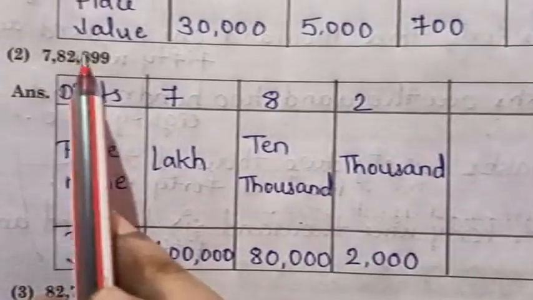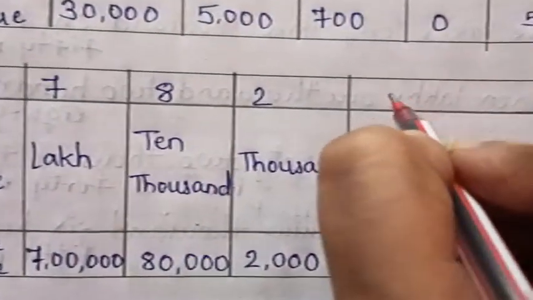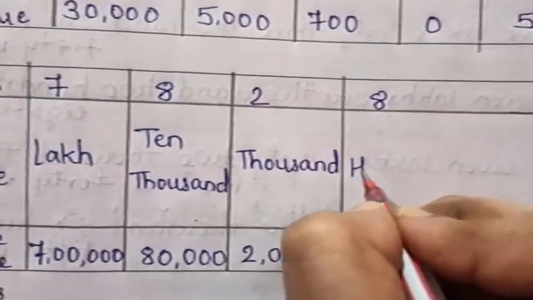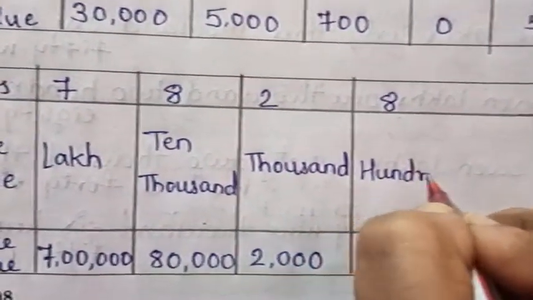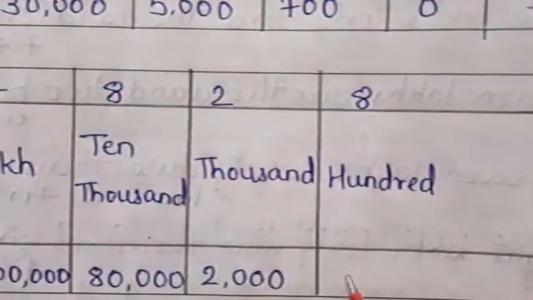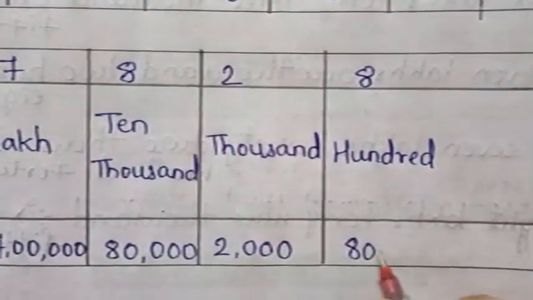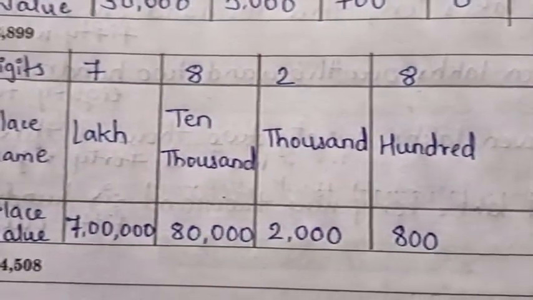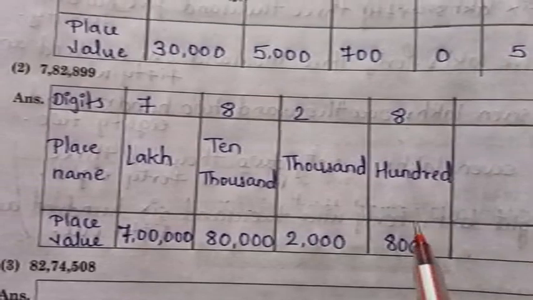The next number is which? 8. So you will write here 8. 8 is at which place? Hundreds place. So you will write the spelling of 100 in the place name, and place value is 8, tens place 0, units place 0. It becomes 800. Is that clear? So 100 we have written.